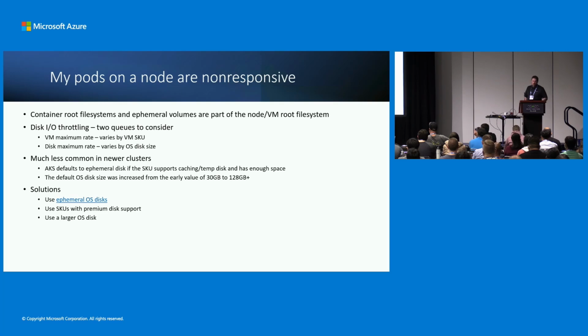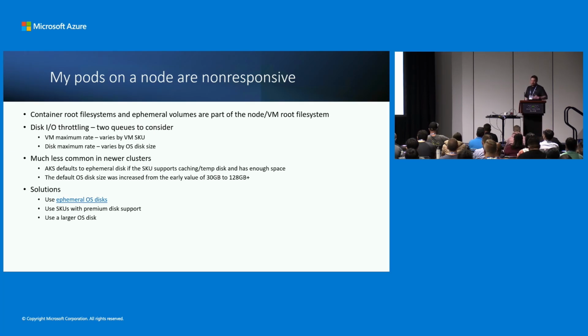If you're seeing issues with I/O throttling, typically the best solution is to make sure you're using ephemeral OS disks. Make sure you're using a SKU that supports it. Make sure that you have a disk size that fits inside the available cache space on that node. If you can't use it because the SKU doesn't support it, or you need a larger disk than you could reasonably support in ephemeral OS disks, at least make sure you're using a SKU with premium disk support.